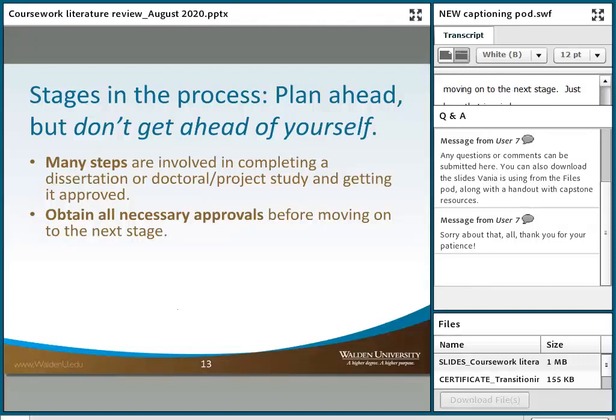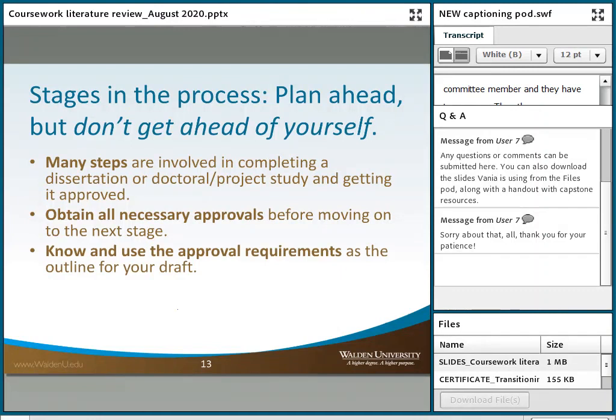So obtain all necessary approvals before moving on to the next stage. Just keep that in mind. There are approvals before moving on to the next stage. And so you're not done after you get your chair saying yes. Then it goes to the second committee member, and they have to say yes. Then there's the URR. I've talked with a lot of students who say, oh, the URR kicked it back.